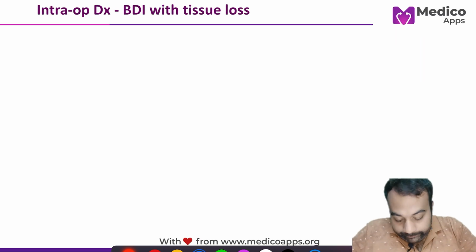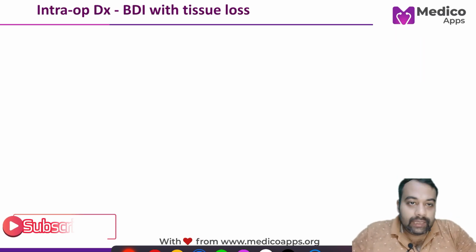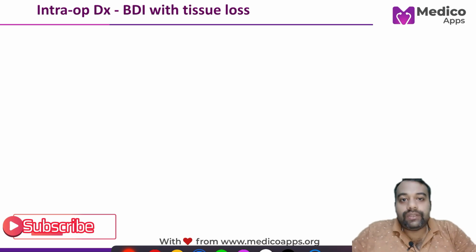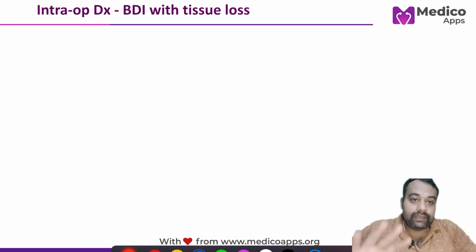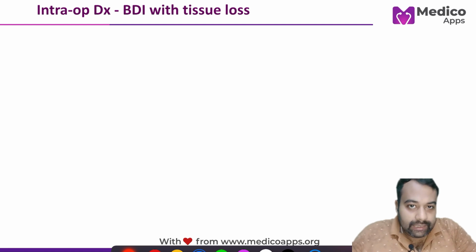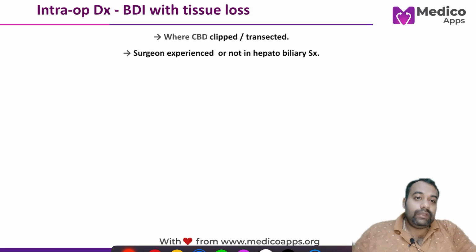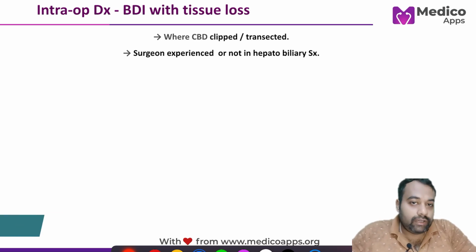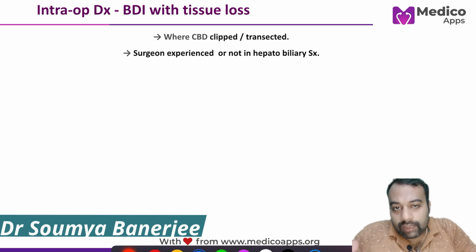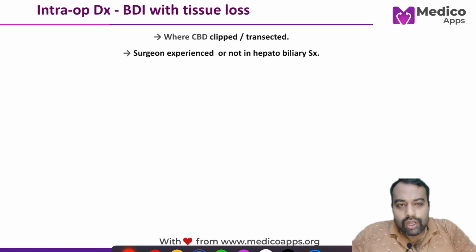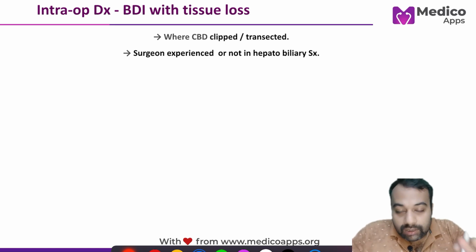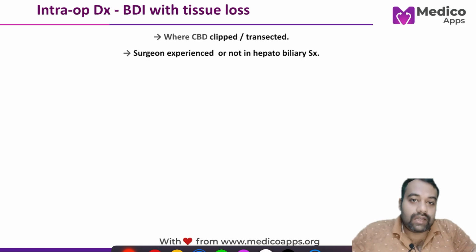Now, in case you are dealing with a patient with an intraoperative diagnosis of no tissue loss, that has already been taken care of. But if there is tissue loss, then what are you supposed to do? In such cases, mostly the scenario is that some clip has been applied over the CBD, or there is some kind of transection at the level of the CBD or the common hepatic duct. In that case, your main determining factor would be whether the surgeon is well experienced to deal with such a scenario or not.